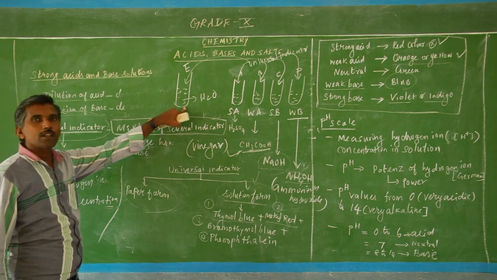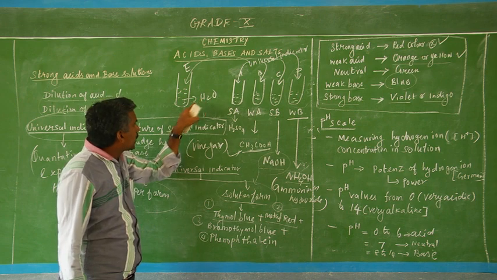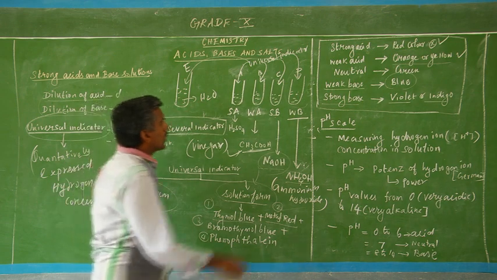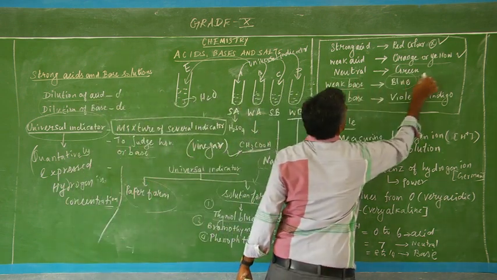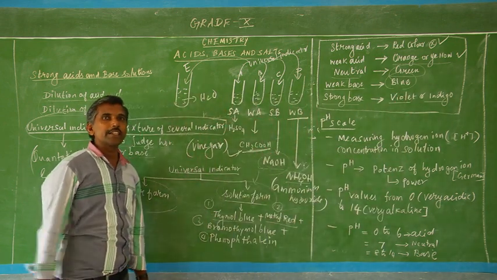That is a water molecule. A few drops of universal indicator are added to the water. That is neutral. What is the color formation? That is a green color formation, indicating it is neutral. The solution is indicating.